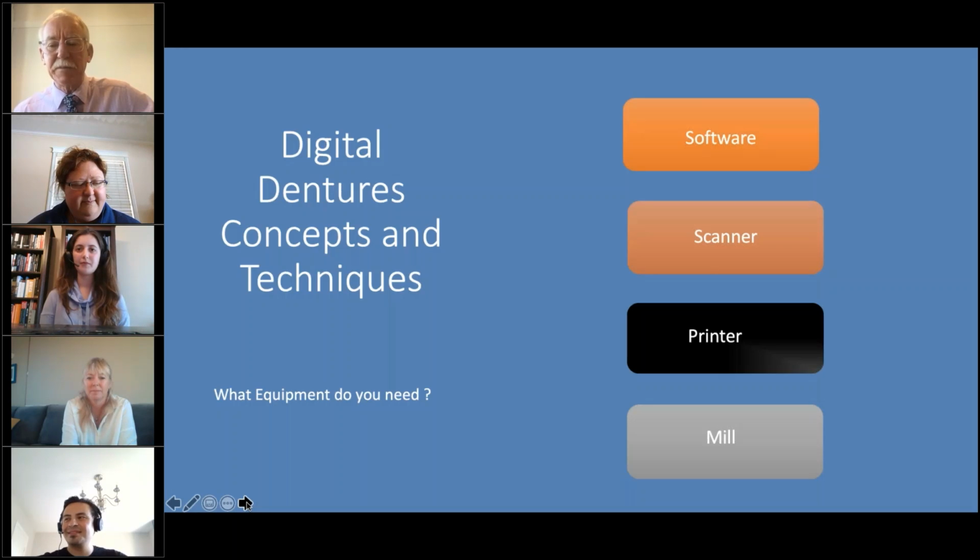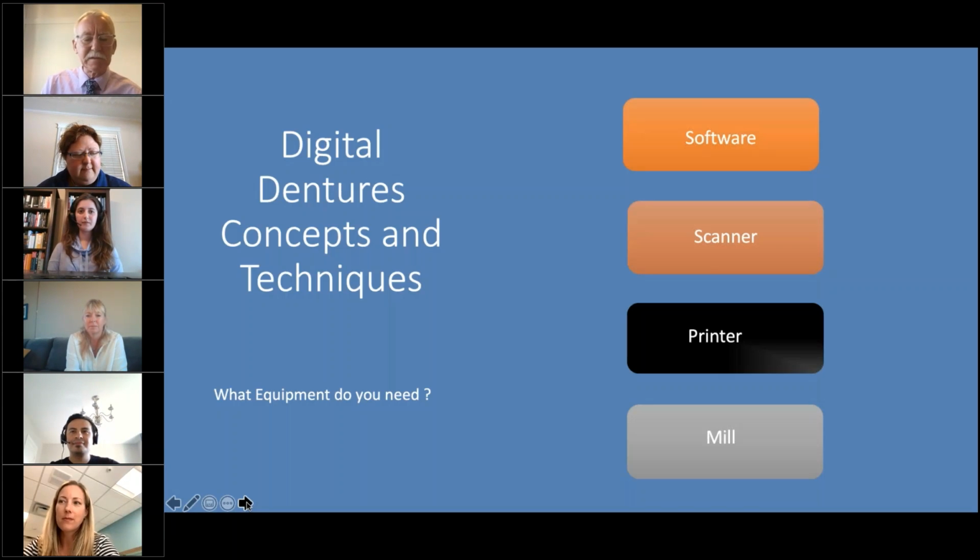But printers have come down in cost, and there will be a webinar about printers, what you can and can't do. So I would probably suggest that you buy software, scanner, and a printer initially, and then possibly a mill. There are outsourcing services now, but when you get into mills, that's a whole new learning curve and software. Where I said before, you need support. If you get into milling, you need support, lots of support.